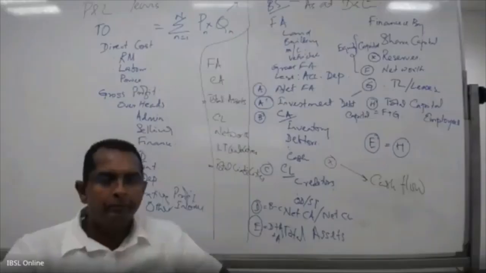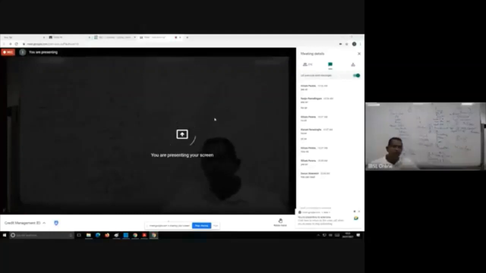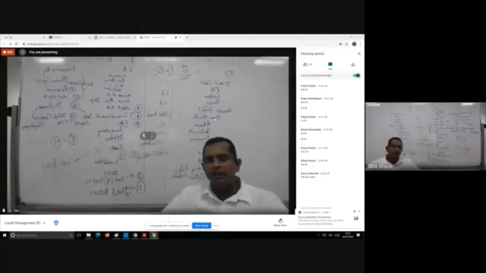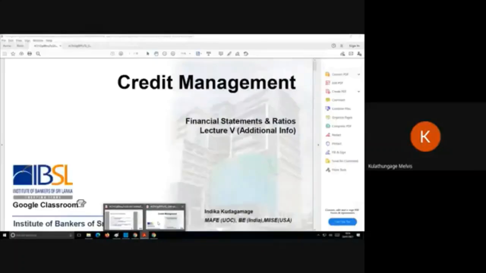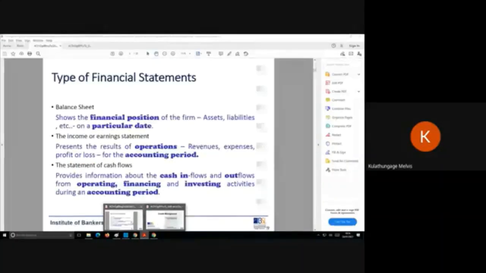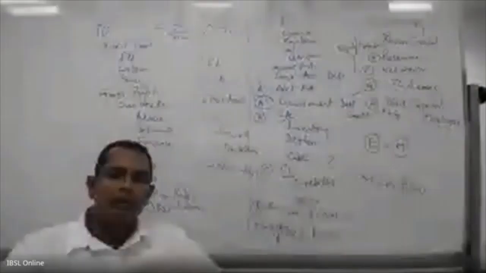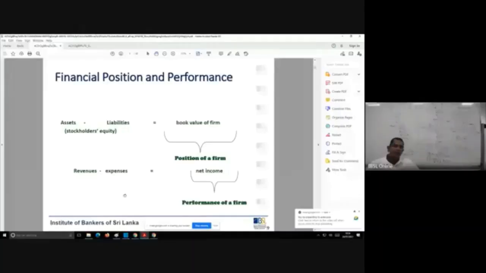So the balance sheet shows the financial position of the company, and the P&L shows what? Performance of the company, right? How the company has performed. Say this one. Financial position of the company, and this is the performance of the company, right?